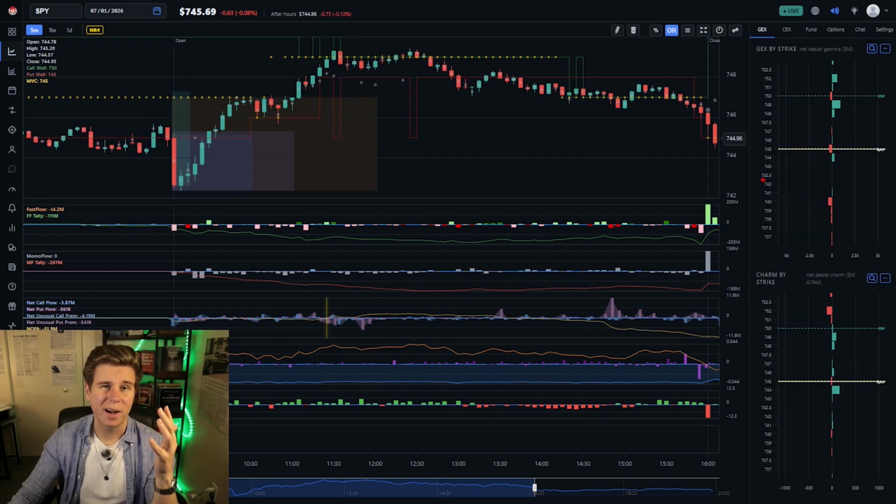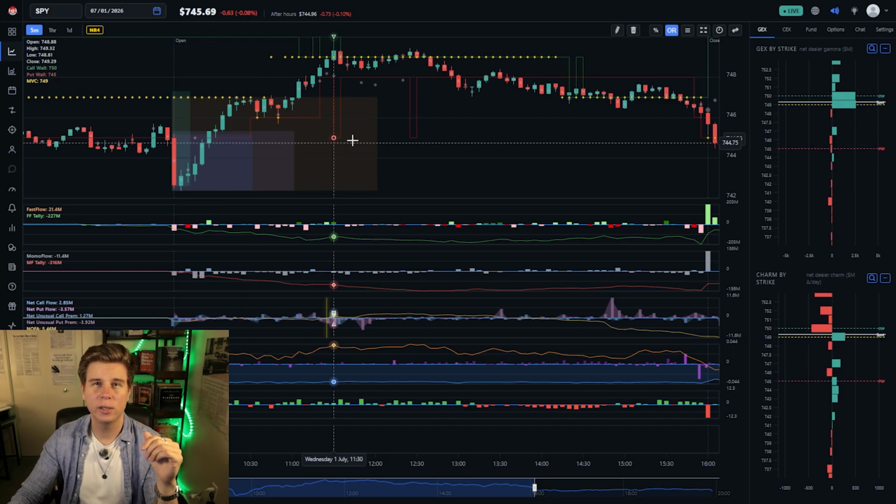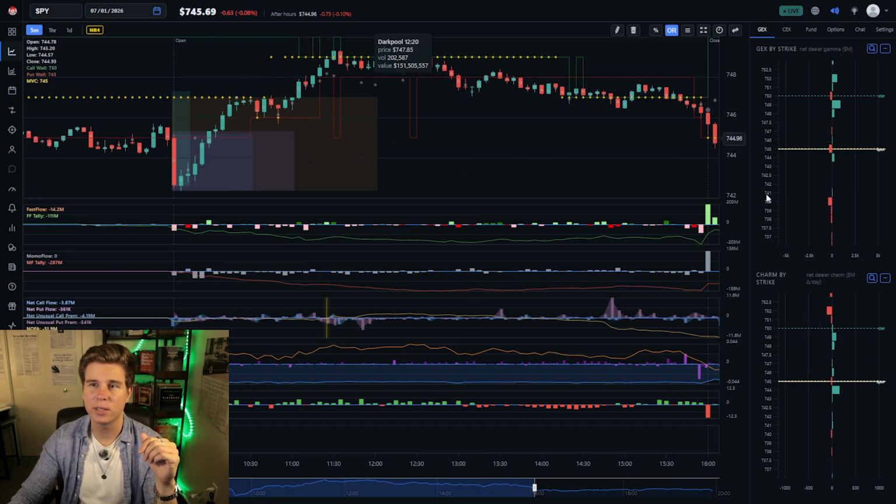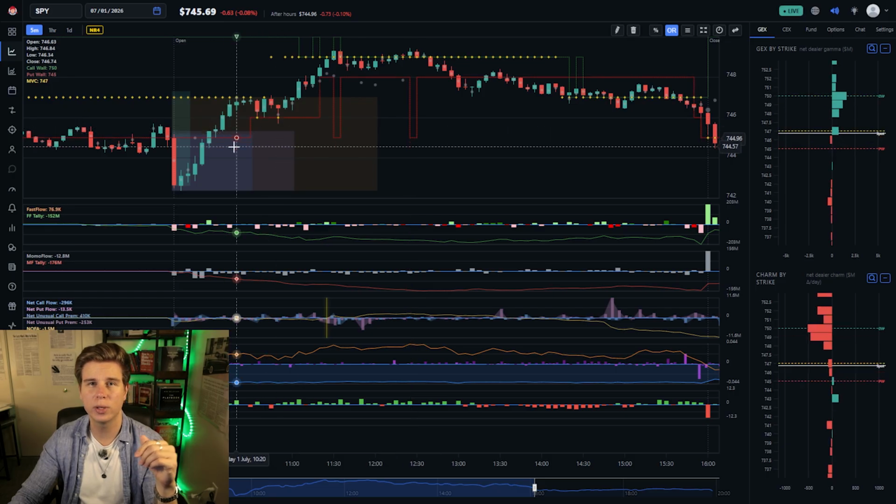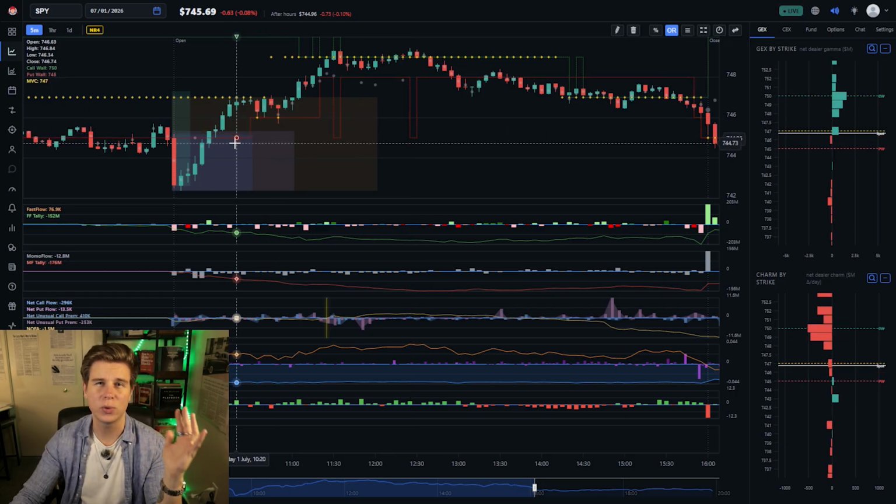Now, one thing to keep in mind is that all of these gamma levels change constantly throughout the day, right? You can see the MVC is moving, call wall is moving, everything is moving. And if you scroll through the chart here, you will actually see gamma and charm, these right here, changing as I scroll through it. So you have historical data for that as well if you want to check that out.